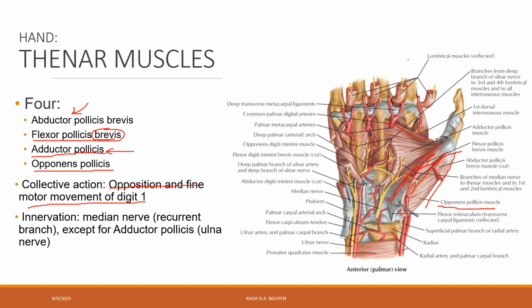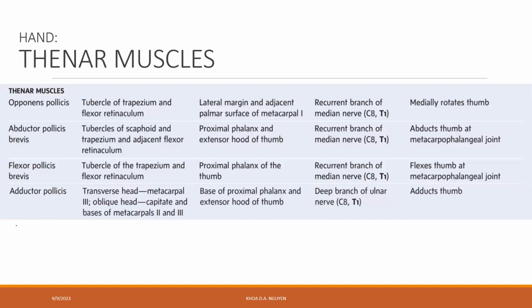So now, all of these muscles are going to be innervated by the median nerve, okay? With the recurrent branch of the median nerve, except for the adductor pollicis. The adductor pollicis, because it's located more medial than the rest of the muscles, as well as deeper, is actually innervated by the ulnar nerve, okay?